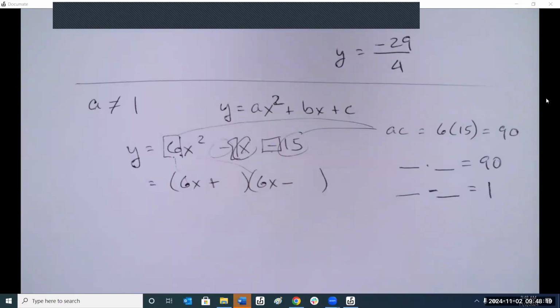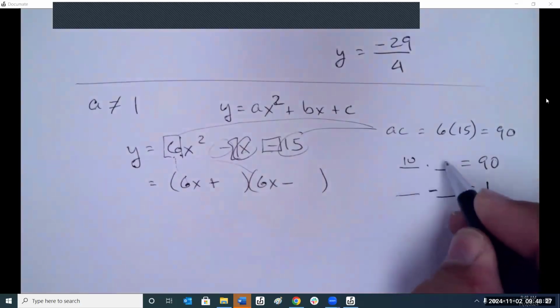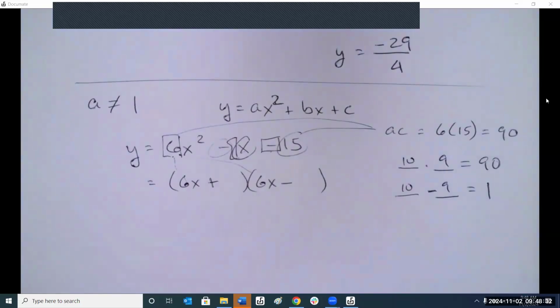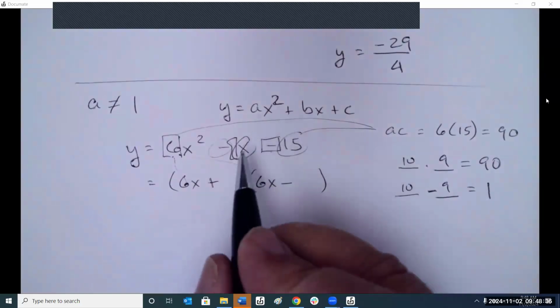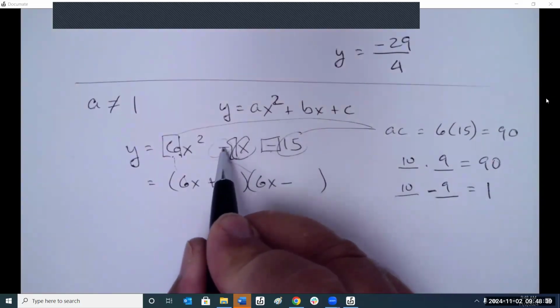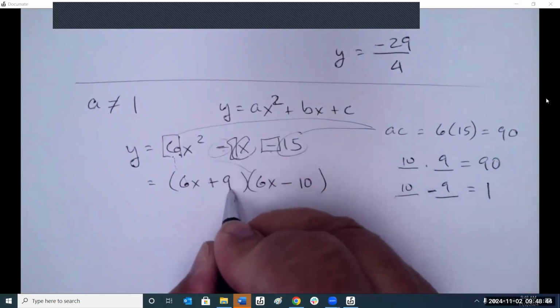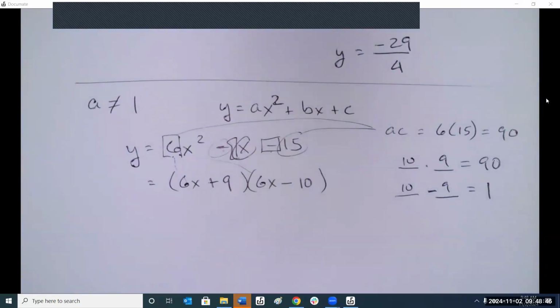But that's what you're not even suspecting. You get 1. 10 and 9. 10 times 9 is 90. 10 minus 9 is 1. Since the first sign is a minus, the bigger number gets the minus. So far, so good. Not much has changed. The only thing we really changed is we put the first number in front.